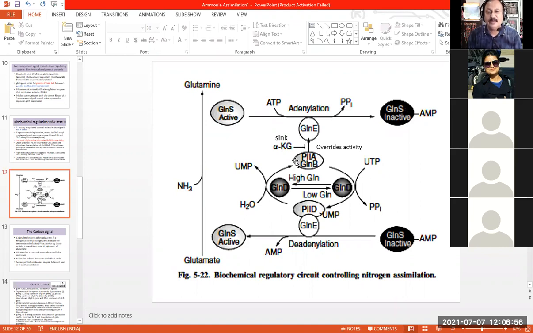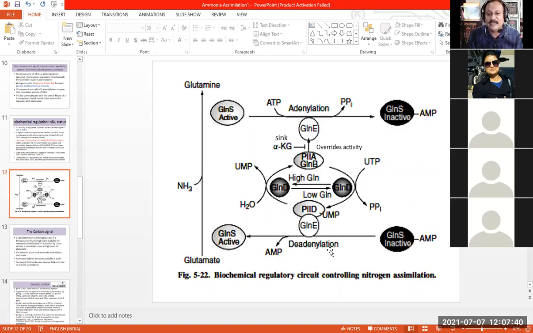Is it clear to everybody? Yes, sir. Okay, so what I told you was this, that at high concentration of glutamine, ideally what should have happened is GLN-E should have become active by way of its adenylation reaction, so it is going to cause inactivation of glutamine synthetase. But because alpha ketoglutarate is present at a high concentration, this activity is overridden. Overridden means it is surpassed, or superseded. This activity does not happen, and therefore this activity will still take place.